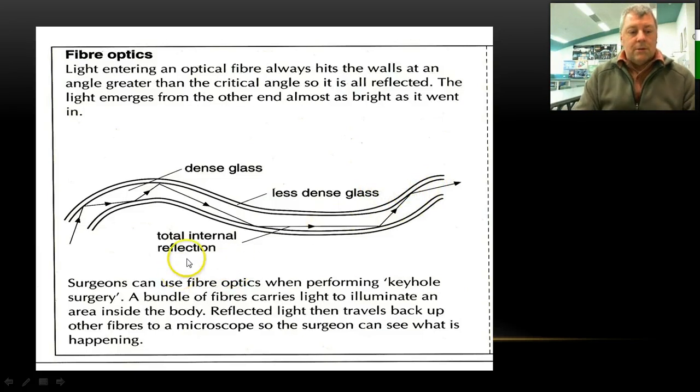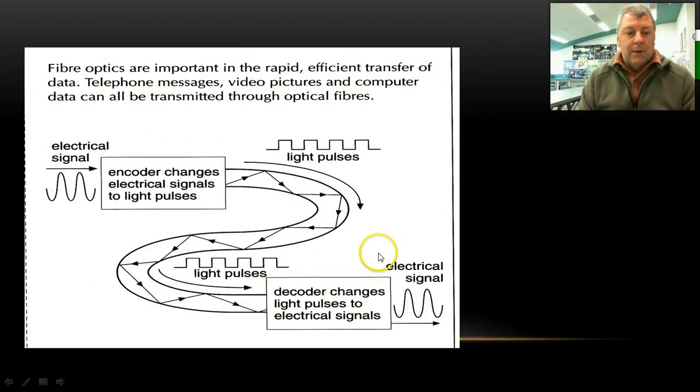So we use this not just for data, but also for things like endoscopes, where surgeons go in and use pinhole surgery. The actual endoscope would be a fibre optic cable, and either has optics so that you're looking straight through it, or it's transmitting it through a camera through a fibre optic cable. Either way, still using total internal reflection.